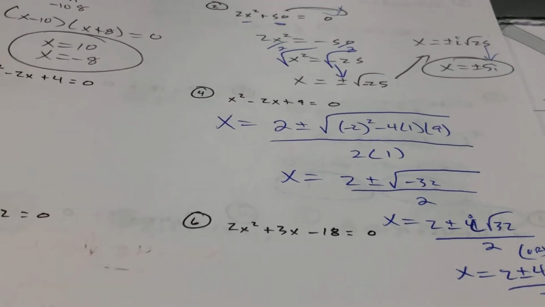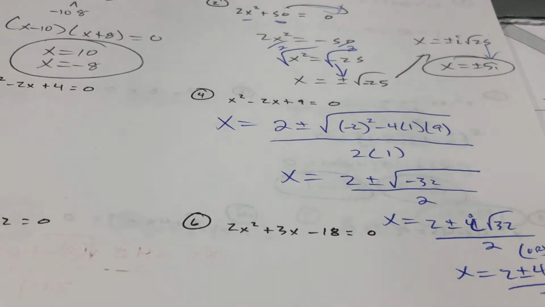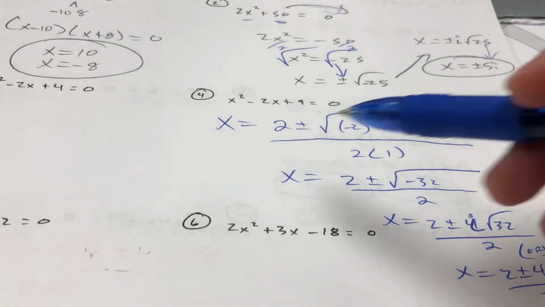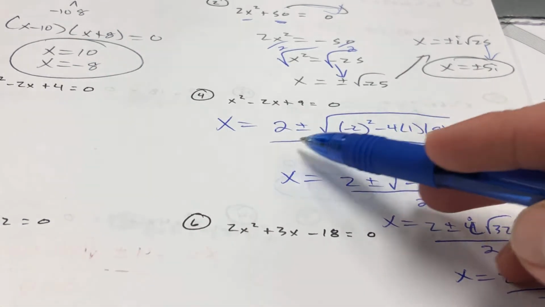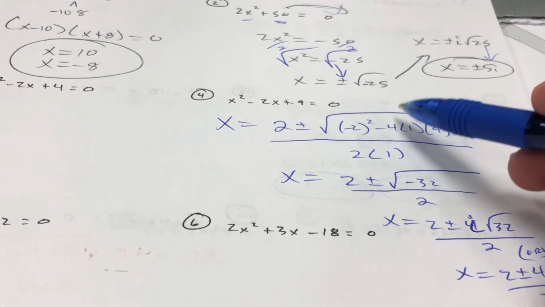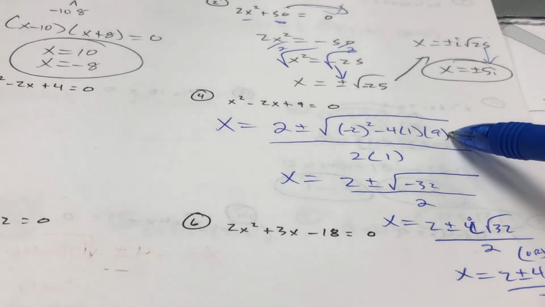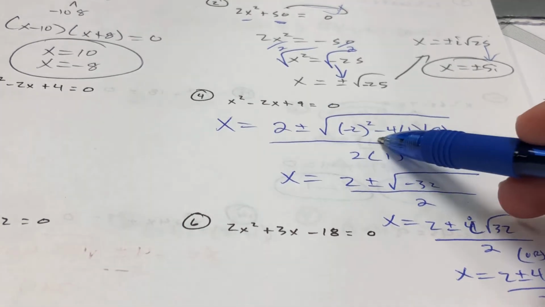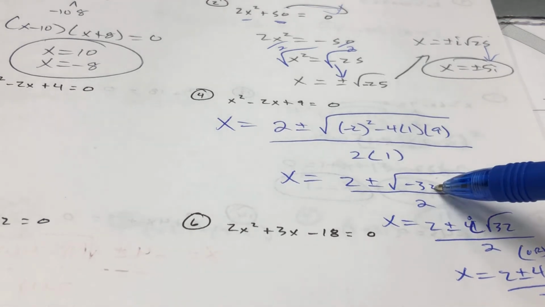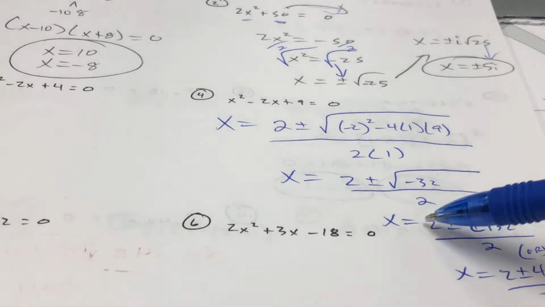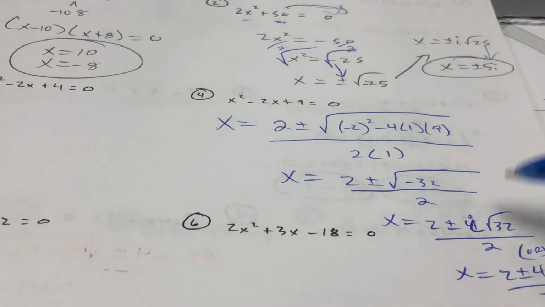Number 3, big example of the quadratic formula. x equals negative b plus or minus the square root of b squared minus 4ac, all over 2a. The opposite of b, plus or minus the square root of b squared minus 4 times a. What's attached to x squared? That's a. Then the constant, 9. 4 minus 36 is a negative 32. Take the i out: 2 plus or minus i root 32 over 2.